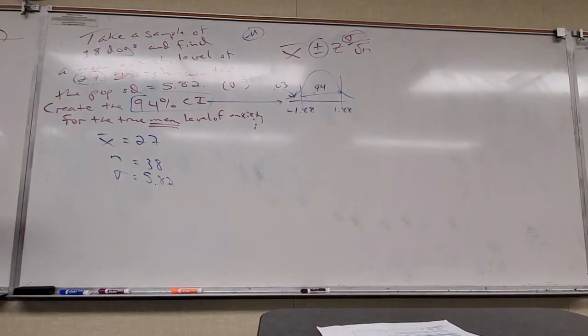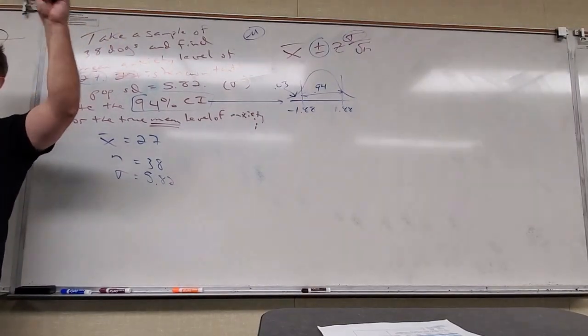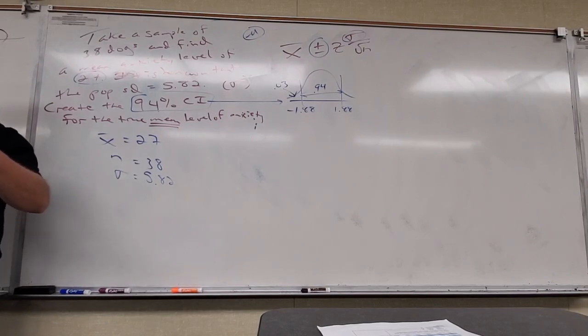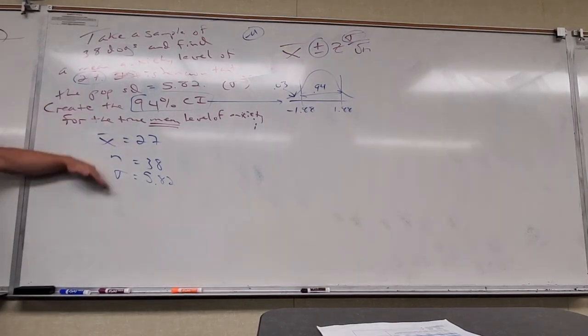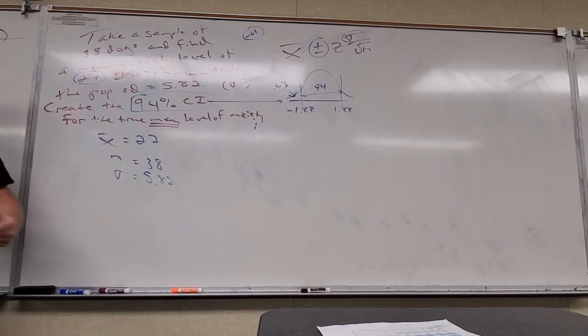The worst this kind of problem could get is if they don't give me X bar and S, but they give me a list of data. Well, then I just put them into list 1. I do 1 var stats. I get X bar and S. Are you guys kind of with me? Most of the time, they're just going to tell me everything except Z, and then I got to look that up. And now we got it.